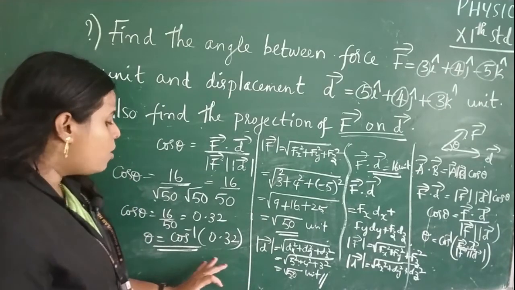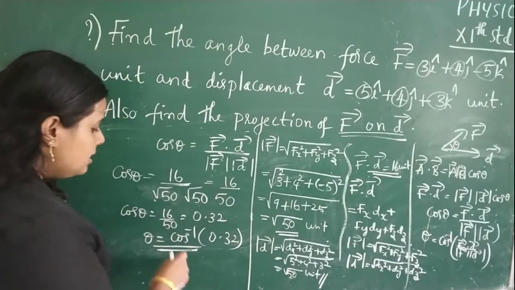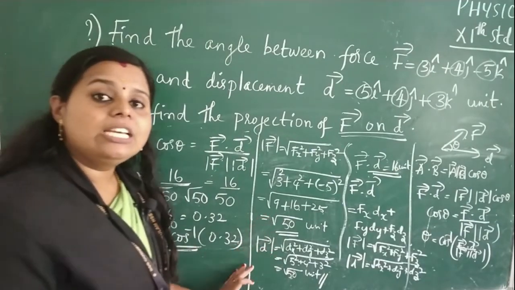Theta equal to cos inverse 0.32. So what about the angle between these two vectors? That is cos inverse 0.32.